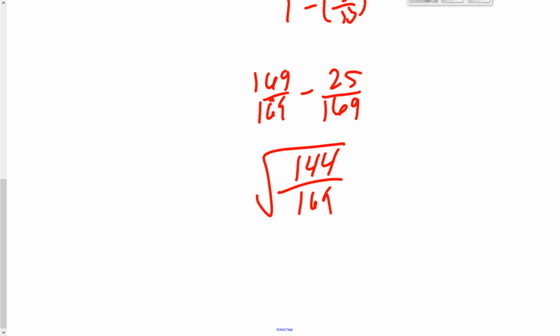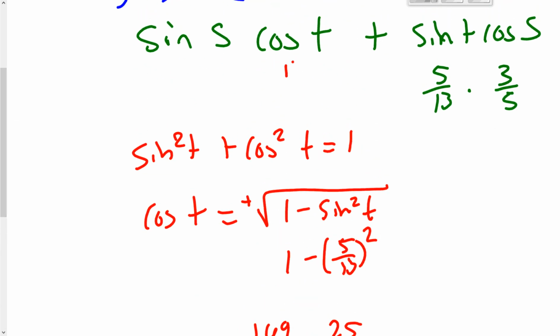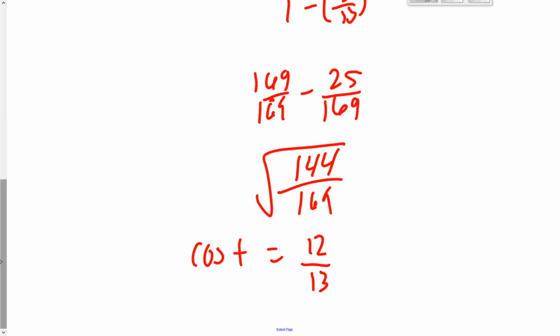169, we're going to square root that, so cosine of t is equal to 12 over 13. So now we have cosine of t, 12 over 13. A lot of these answers will be the same because we're square rooting, so we have just the perfect squares of 9, 25, 36, 144, 169, 225, certain ones like that. So a lot of these answers have the same numbers in them because we're looking for perfect squares, so we have this square root symbol.